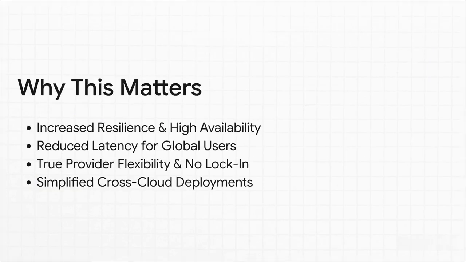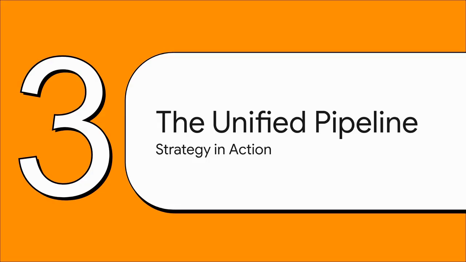So why should you actually care about this? Let's make it super real. Increased resilience means that if, say, the entire AWS US East 1 region goes down, your deployments in Azure and Google don't even notice. They just keep working. Reduced latency isn't just some tech buzzword. It means your users in Europe get the exact same fast experience as your users in the US because they're pulling images locally, not from halfway across the world. This gives you true provider flexibility. You are never held hostage by one vendor's pricing or outages ever again. And maybe the best part, your deployment scripts become so much simpler. It's just pull from the local registry. That's it.